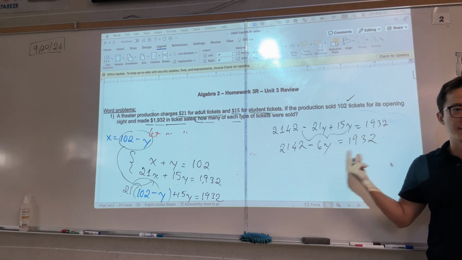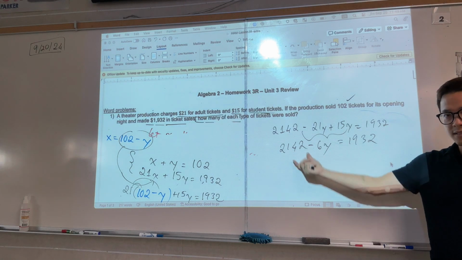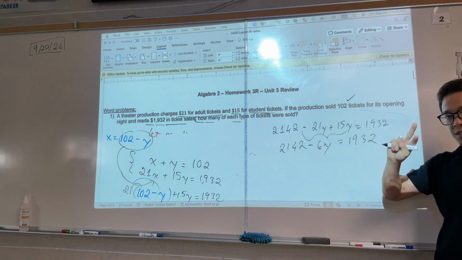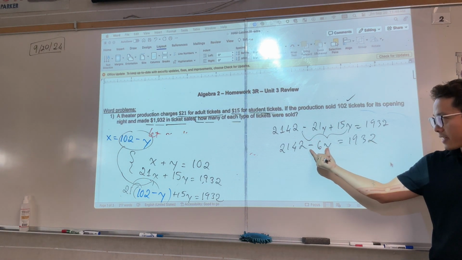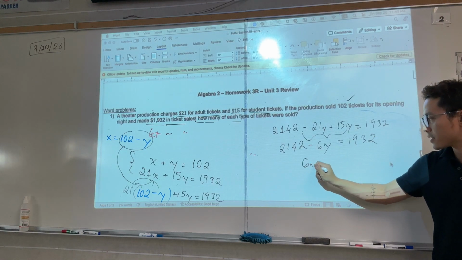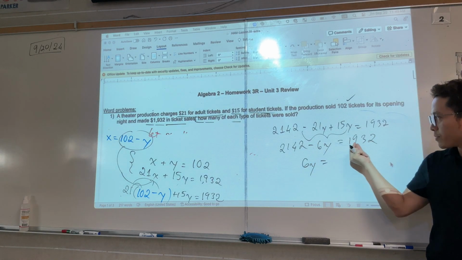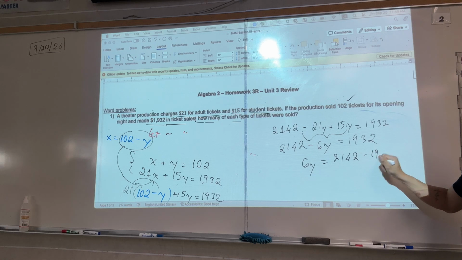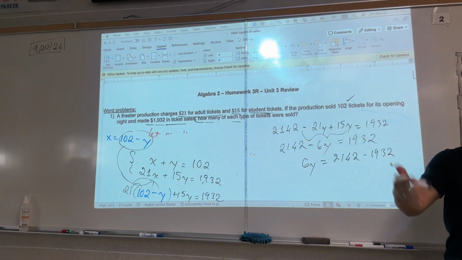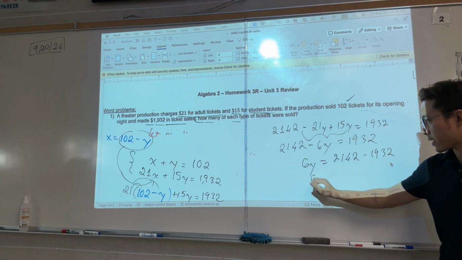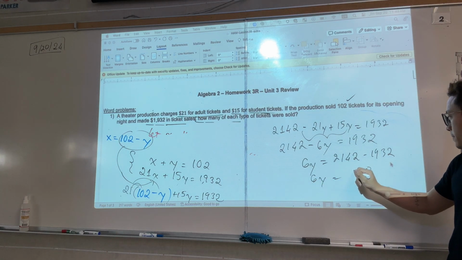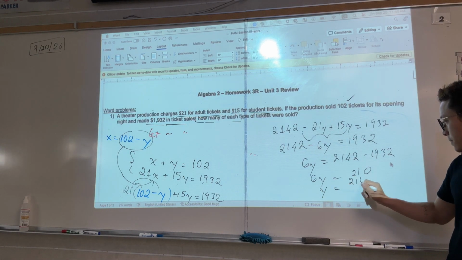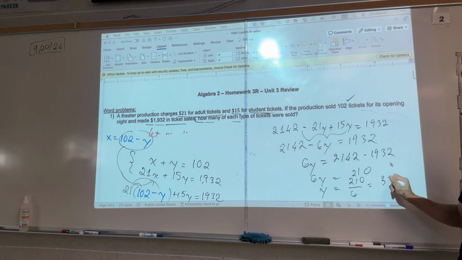So the way I learned this in Vietnam is not to add or subtract numbers. I just learned that when you move a term to the other side, you change the sign. So this is negative, so I'm going to move it over here to become positive 6y, and I'm going to move this one over here. That means I change this positive into negative. So I have 2142 minus 1932. I'll just show you how I do this, but if you know how to do it your own way, then just do that, okay? So that's going to be 210, right? And then divided by 6. Is that 35? Right?